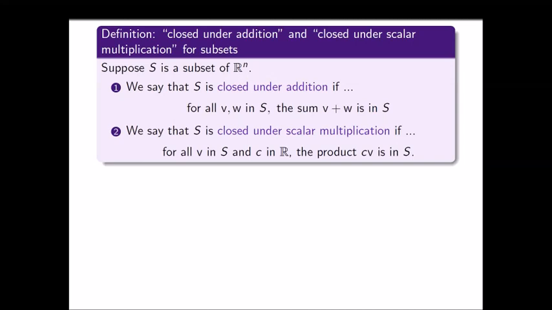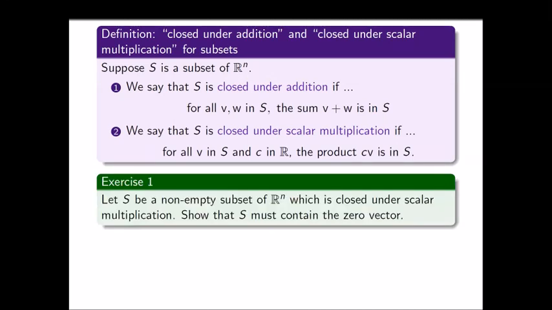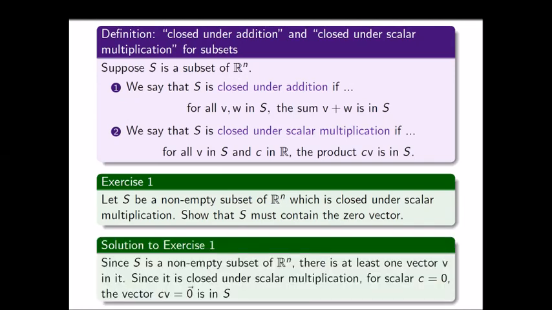So let's look at an exercise. So we're given a non-empty subset of Rn, which is closed under scalar multiplication. So we have to show that it has to contain the zero vector. So because this set is non-empty, there has to be at least one vector in it. And because it is closed under scalar multiplication, we can multiply it by any scalar, and this product of the scalar and the vector has to be in S as well. So I can just choose to multiply by c equal to 0, and when we do that, we end up getting the zero vector, and therefore we have shown that the zero vector belongs to the set S.